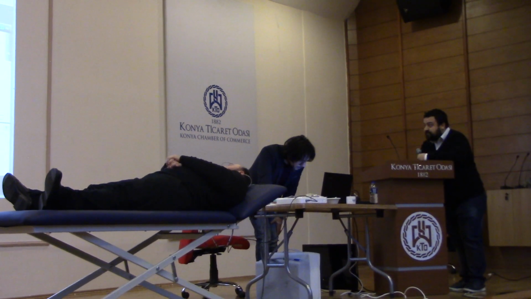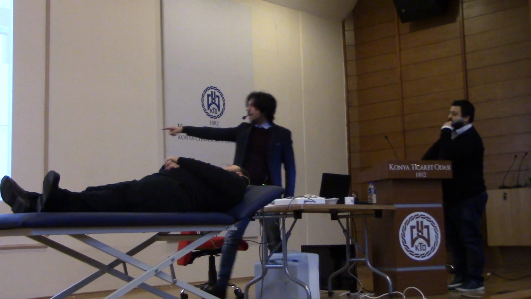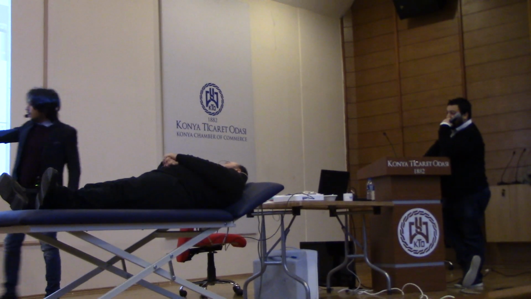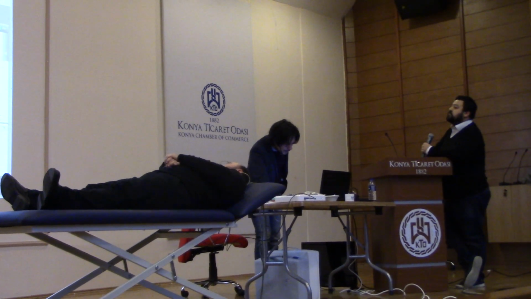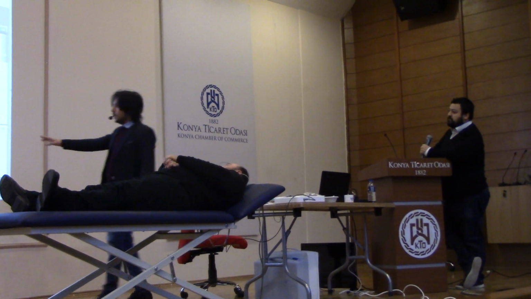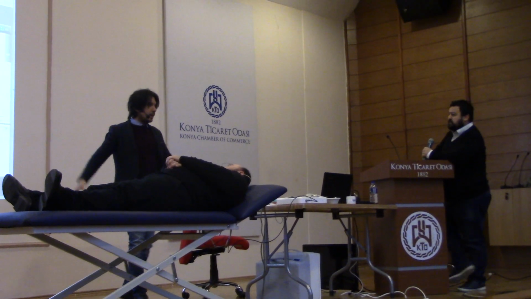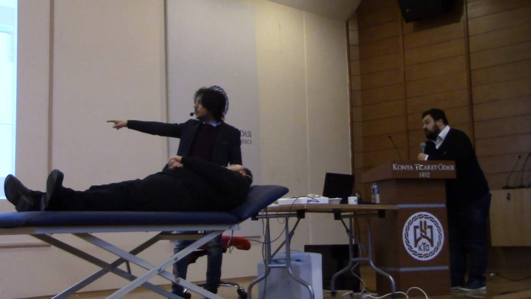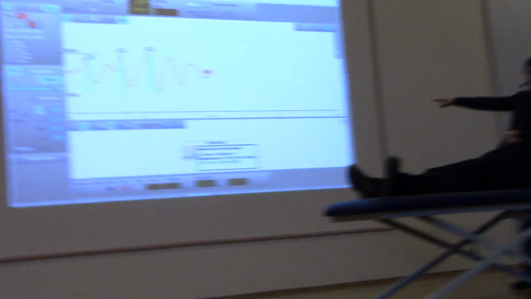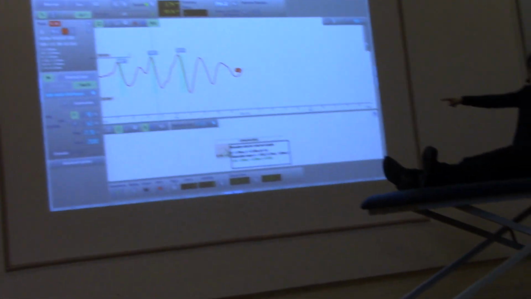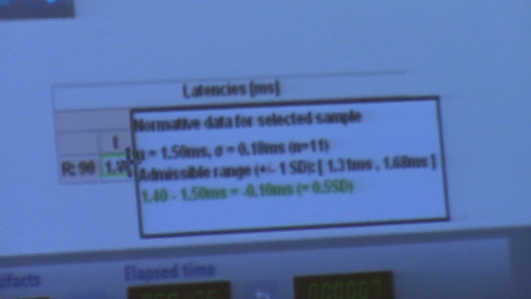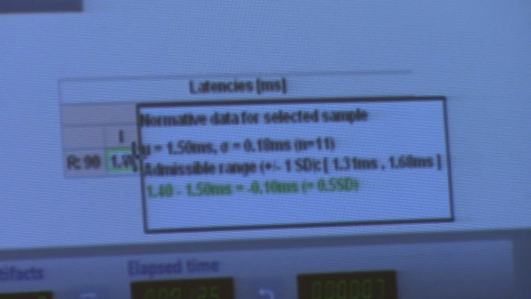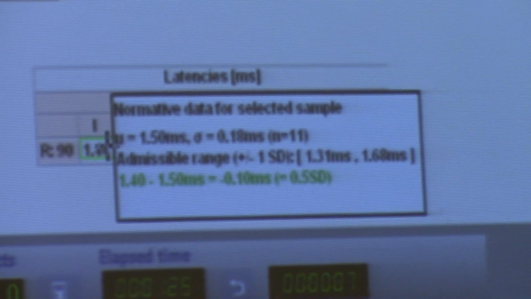If I take a look at the latencies I measured, I marked, I can see I have a population here in this example. It's just a default normative. The mean and standard deviation of the first peak in this case is 1.50, standard deviation 0.18. It means that it can go 1.50 plus 0.18 or minus 0.18. This is my expected range for a normal subject.